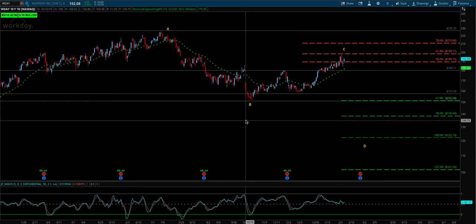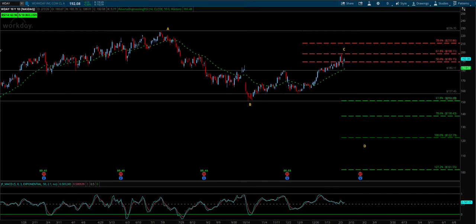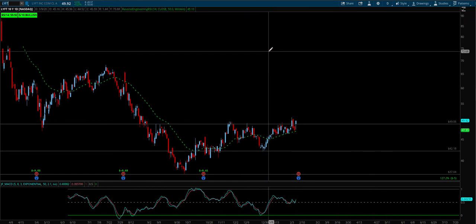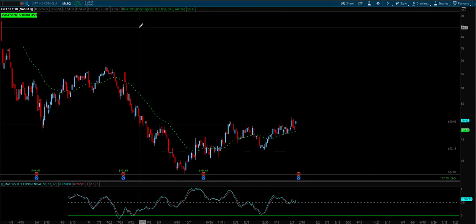It's more or less pretty simple. I'll show you another example. It works on any time frame, actually. So let's see. Let's try LYFT. If we go to LYFT, well, let me just go back for one second just to show you that.